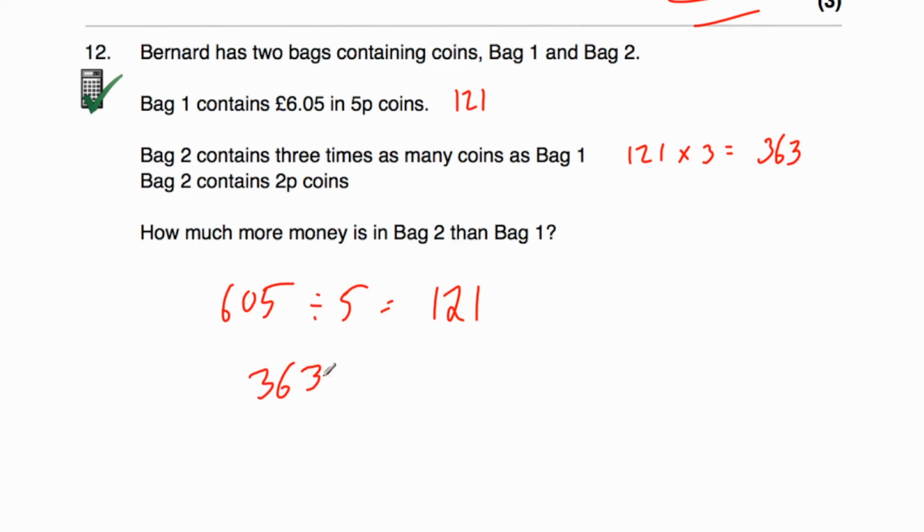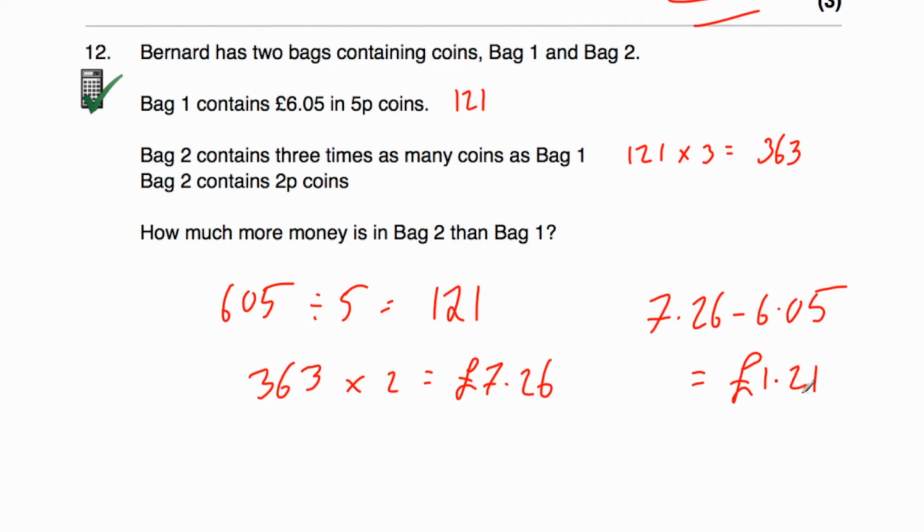So if we do 363 multiplied by 2p, that'll be the value of the 2p coins. So 363 2p coins multiplied by 2 is equal to £7.26. So in bag 1, there's £6 and 5p. In bag 2, there's £7 and 26p. And we've been asked how much more money is in bag 2 than bag 1, so let's take them away. So £7.26 subtract £6 and 5p is equal to £1.21. So that means there's £1.21 more in bag 2 than bag 1, and that's it.